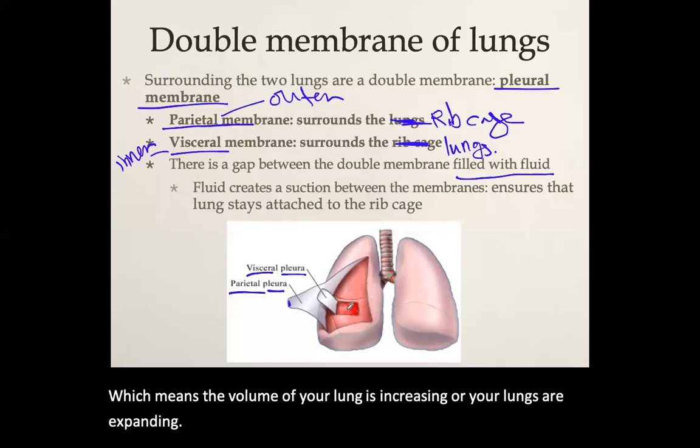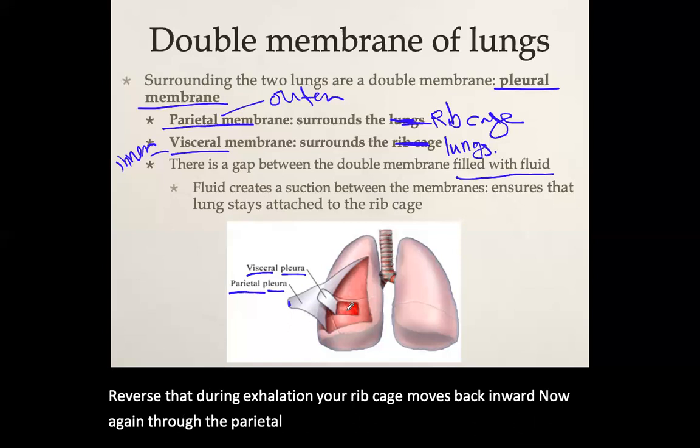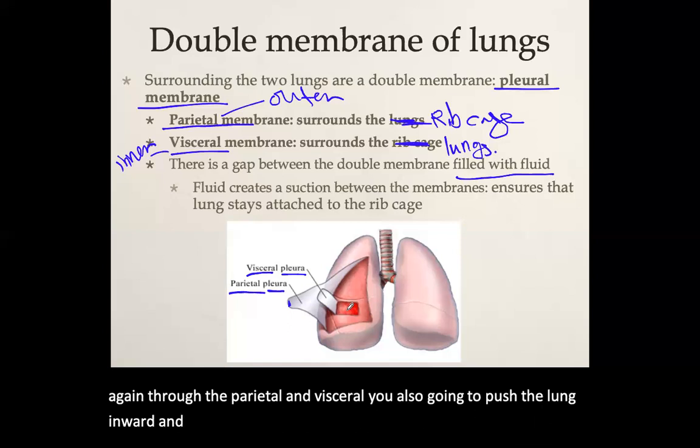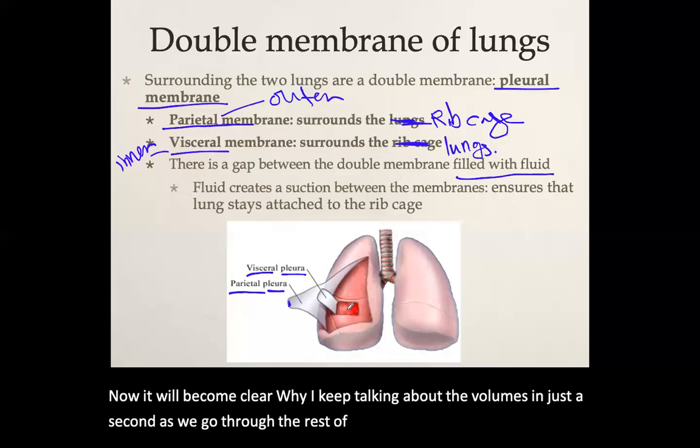Reverse that. During exhalation, your rib cage moves back inward. Now, again, through the parietal and visceral, you're also going to push the lung inward and cause the volume of the lung to decrease. Now, it will become clear why I keep talking about the volumes in just a second as we go through the rest of the PowerPoint.